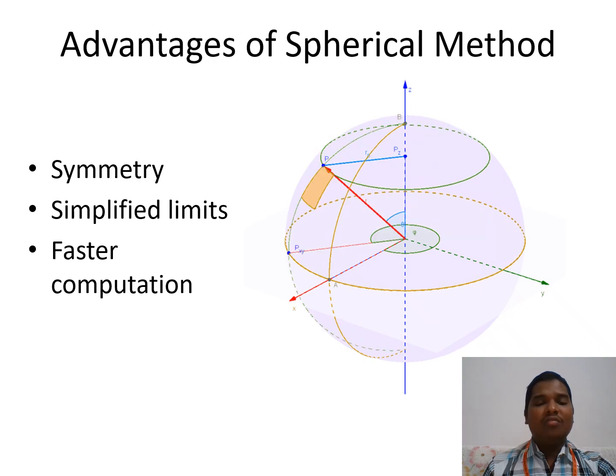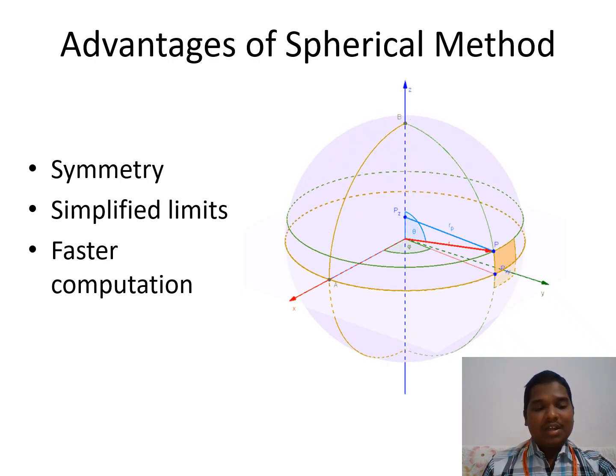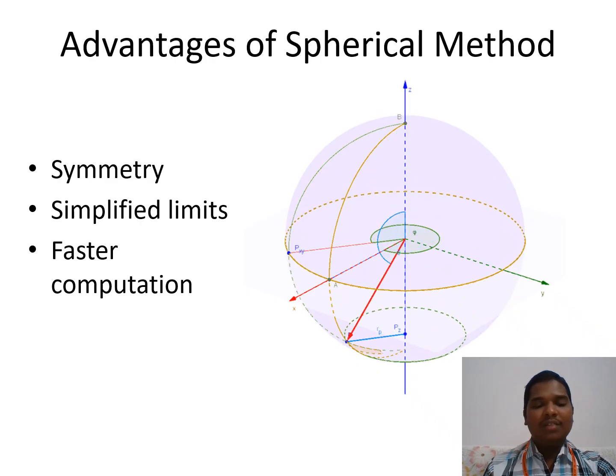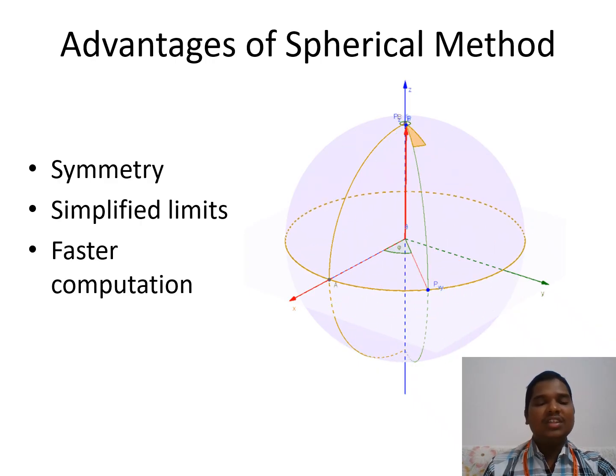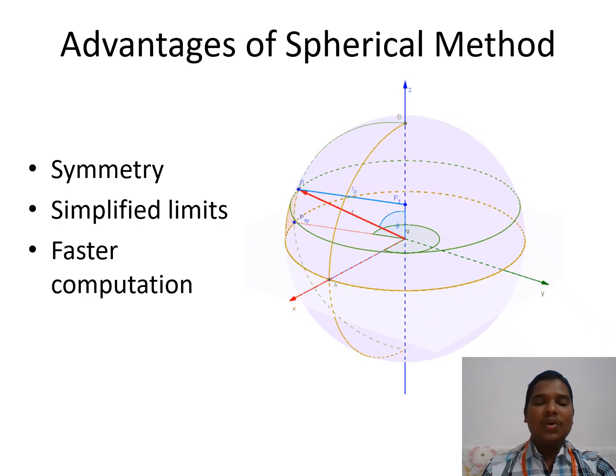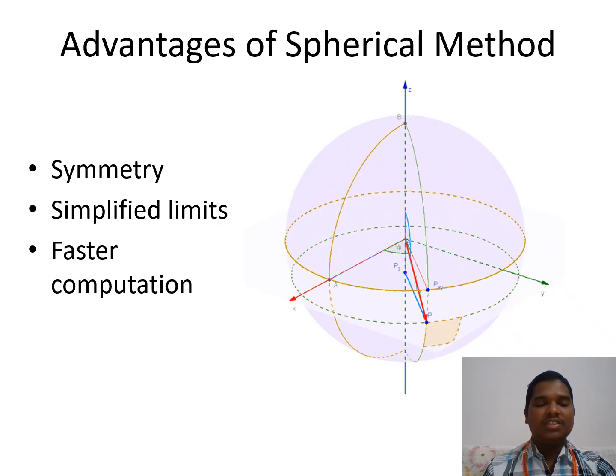Now let us understand why spherical coordinates are preferred. The advantages of the spherical method are that it uses symmetry effectively, provides simplified limits, and allows faster computation. Because of these advantages, spherical coordinates are ideal for spheres.